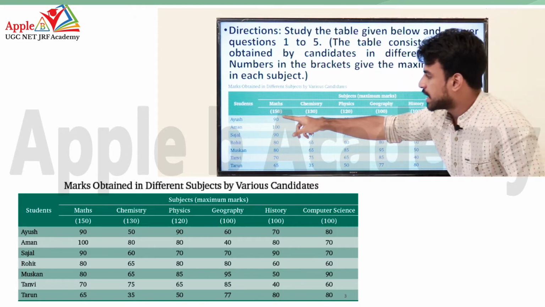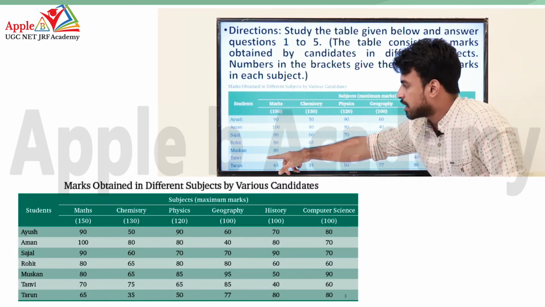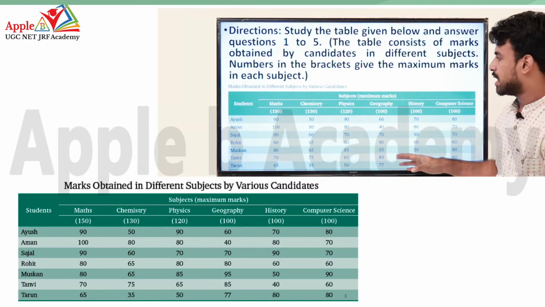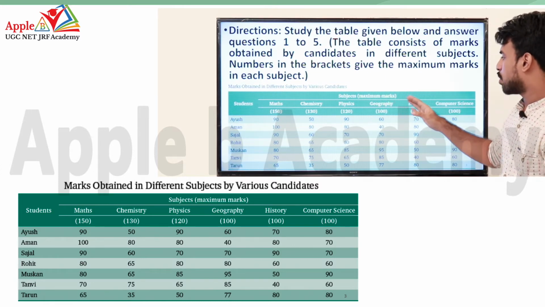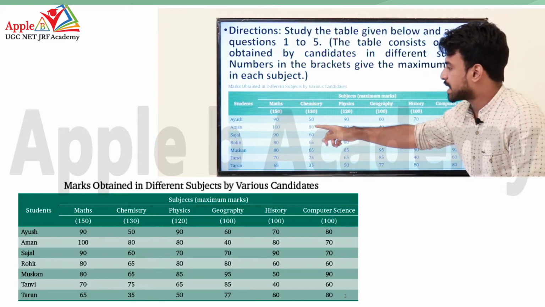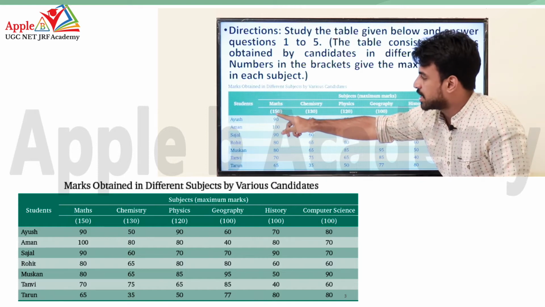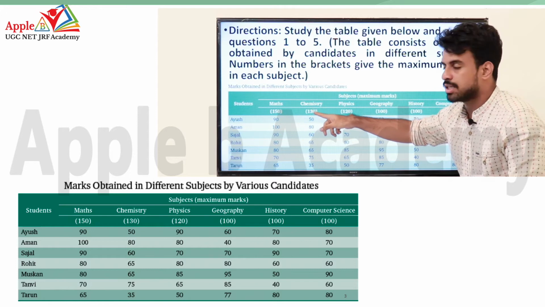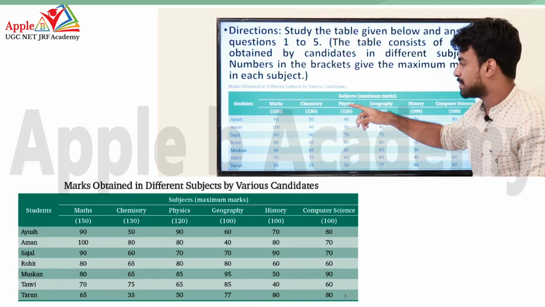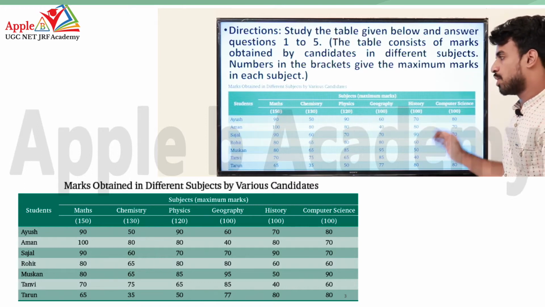We have certain candidates: Ayush, Aman, Sajal, Rohit, Muskan, Tanvi and Tarun. And there are subjects given as maths, chemistry, physics, geography, history and computer science. These are the marks obtained by these candidates in various subjects. The marks given in the bracket, that is 150, is the maximum mark that can be obtained for maths. 130 is the maximum mark that can be obtained for chemistry, 120 is the maximum mark for physics and so on.